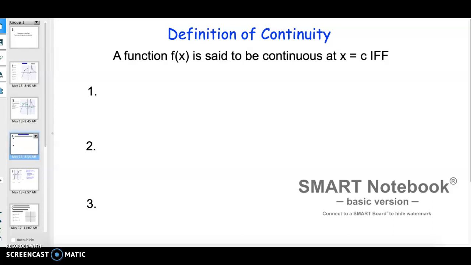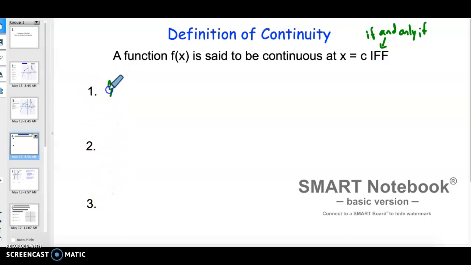So now that we know the different types of discontinuities, we can look at what makes the graph actually continuous. A function f of x is said to be continuous at x equals c. I'm not sure if you've seen this before, but that means if and only if. If you go on to higher math level classes, we use that a lot in proofs. If and only if these three things are true.